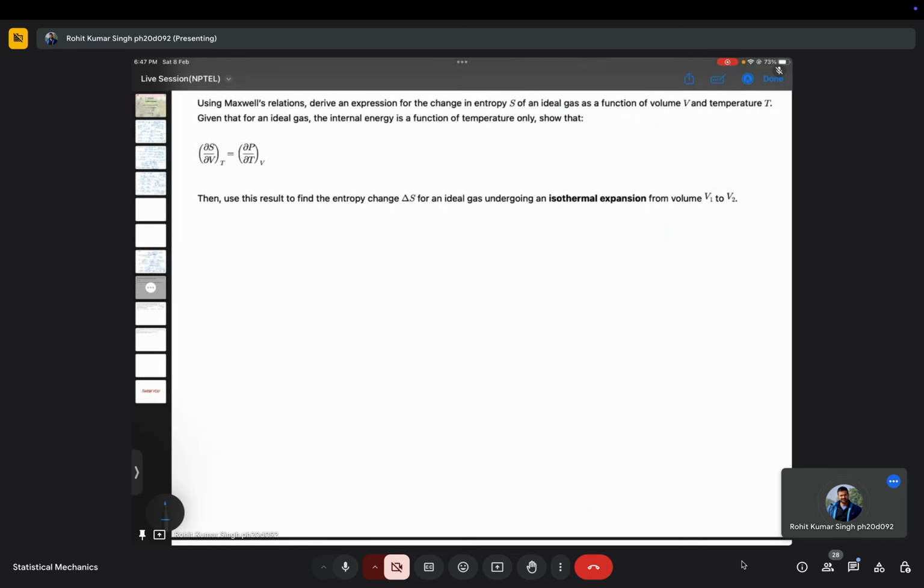Okay. So here the problem is, using the Maxwell relations, derive an expression for the change in entropy S of an ideal gas as a function of volume and temperature T. Now, for an ideal gas, the internal energy is a function of temperature only, okay? And we have to show this thing, okay?